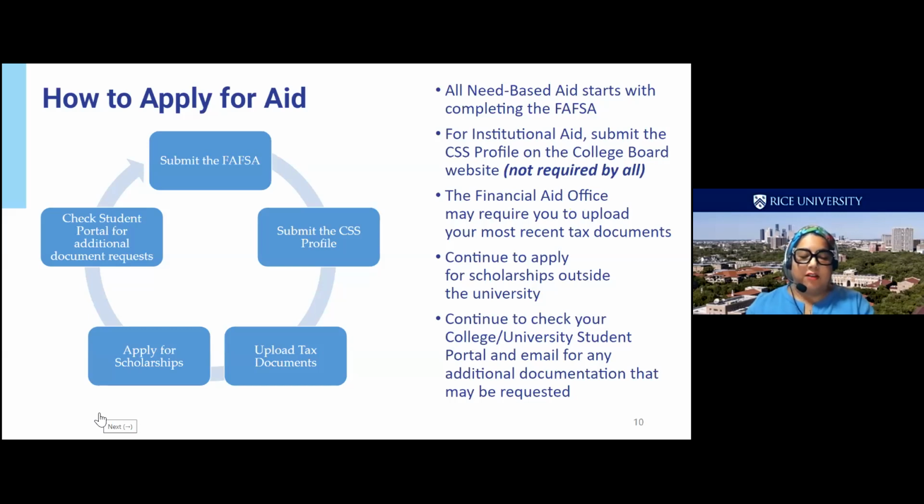Next, the financial aid office may require you to upload your most recent tax documents. And while you're doing all this, you're also continuing to apply for scholarships, even outside the university. Continue checking your college and university student portal and your emails for any additional documentation that may be requested. Every year that you are in college, you are going to complete this process again. It's not a one and done thing. You have to do it every year. Also, every college and university will have a different priority deadline, so please check their websites.